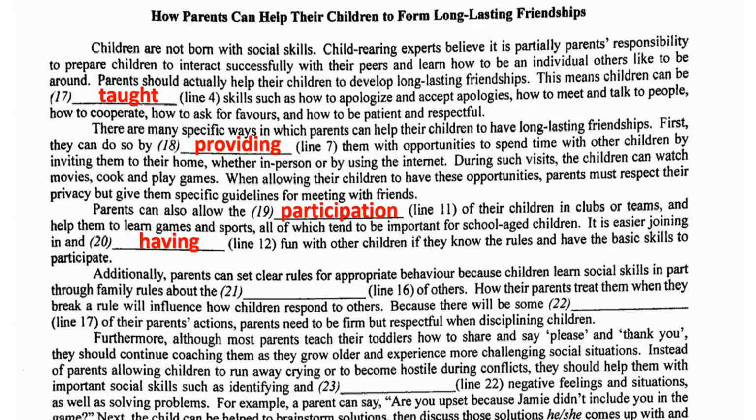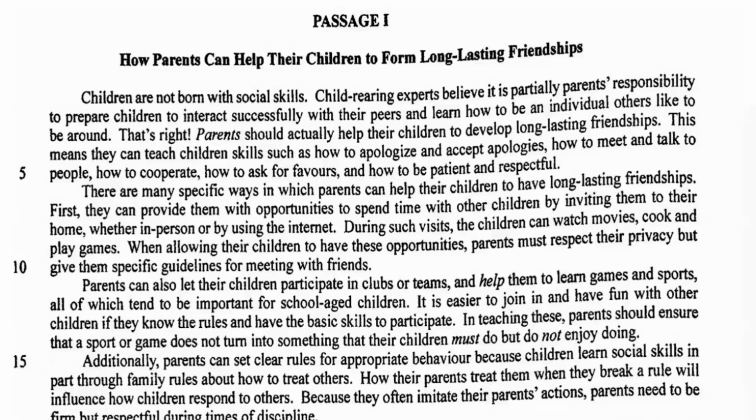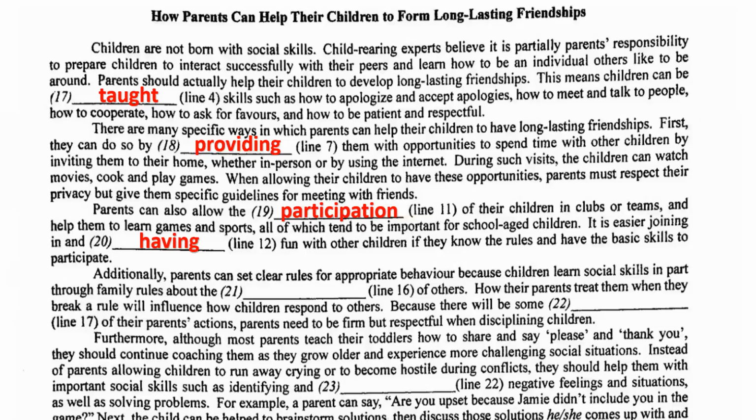Yes, sir. All right, let's move on to number 21. Additionally, parents can set clear rules for appropriate behavior because children learn social skills in part through family rules about the blank of others. Let's move on to the passage. This is line 16. Family rules about how to treat others. So what do we have for number 21?